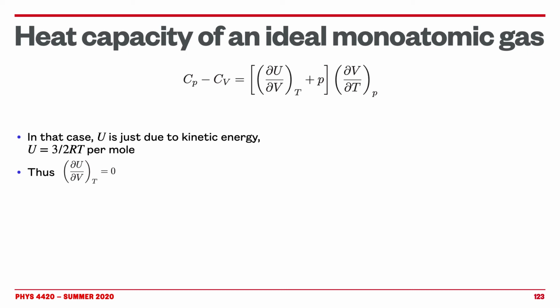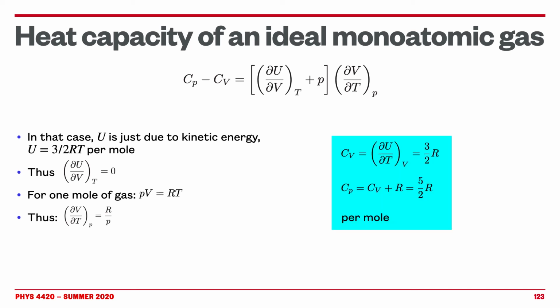So the first differences there are 0. On top of that, for a mole of gas, of course, we still have the ideal gas law, PV equal RT for a mole. So that means that I can calculate the derivative dV over dT, and this is simply R over P, where P is the pressure. Now I can put all this back together in the equation, and what I found is that CV is actually 3/2 R, and CP is 5/2 R.